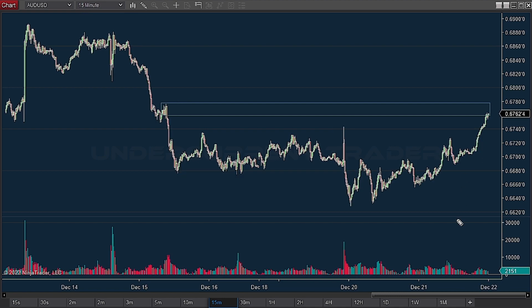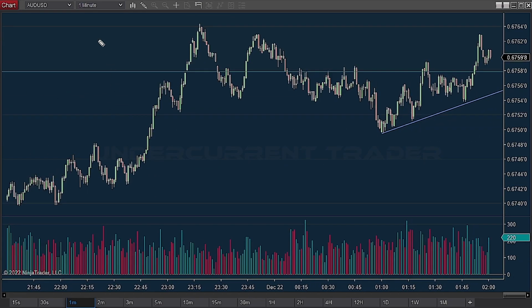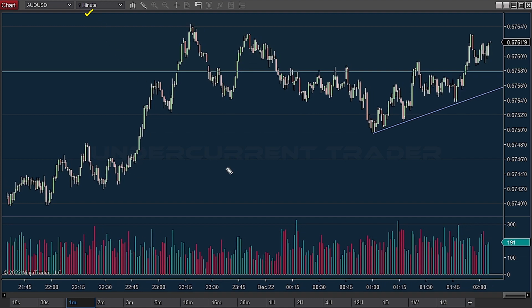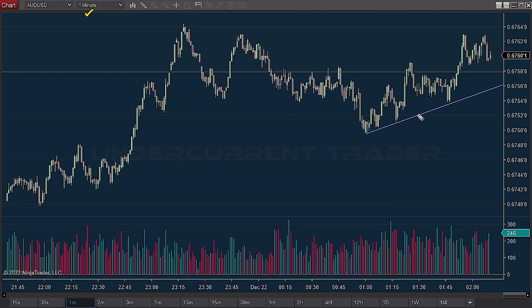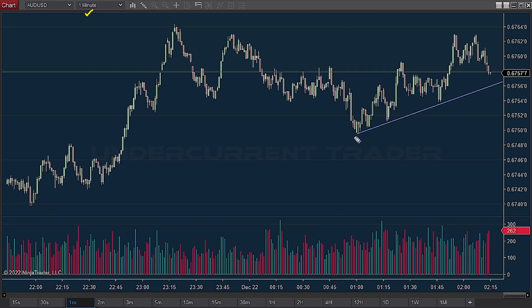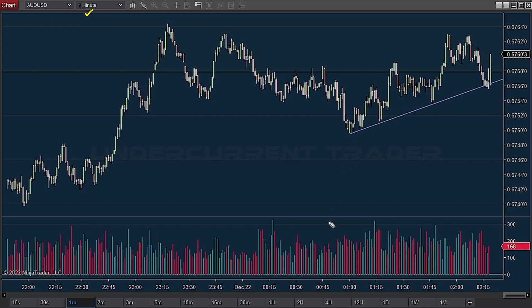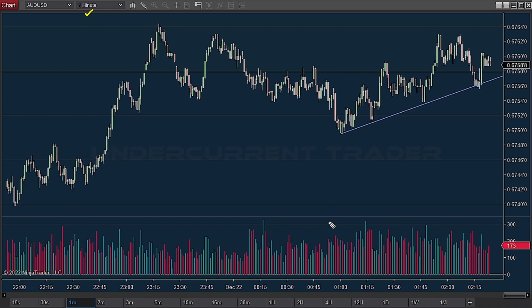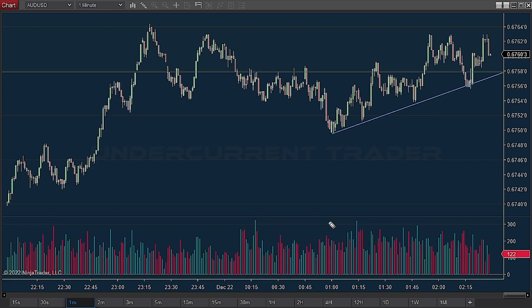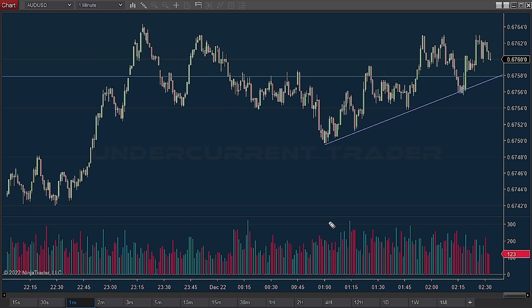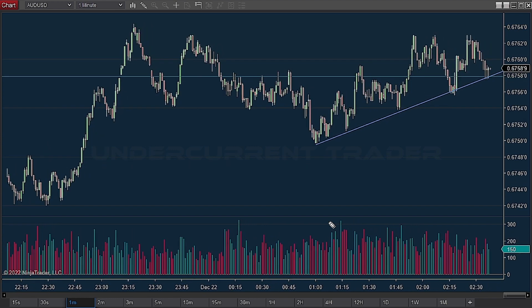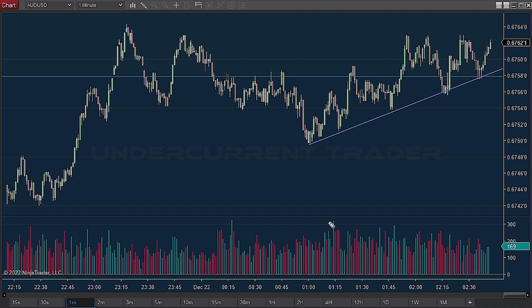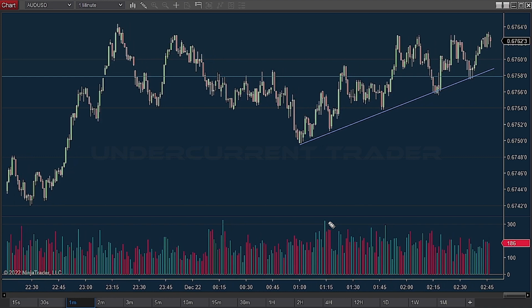Now, zooming into the 1 minute time frame reveals the formation of an ascending trend line as the currency pair makes a series of higher lows. When it comes to tracking prices in the market, trend lines are, I think, rather important since they provide an easy way to monitor which direction prices are currently moving and where they might possibly go next.